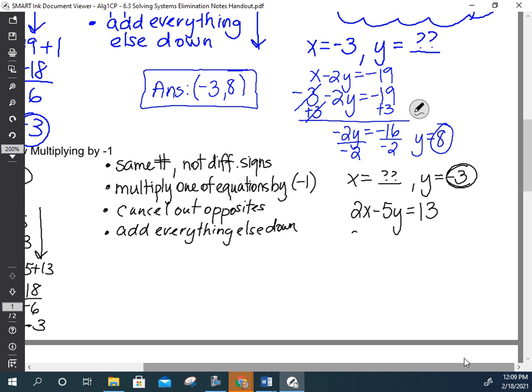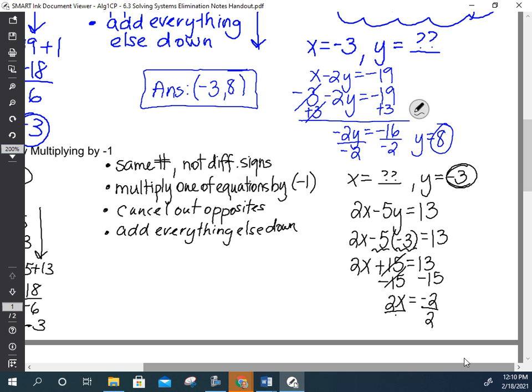Take negative 3, plug it in for y. We solve it out. So 2x, negative 5 times negative 3 is positive 15. Subtract 15 on both sides. So 2x equals negative 2. Divide both sides by 2. x equals negative 1.